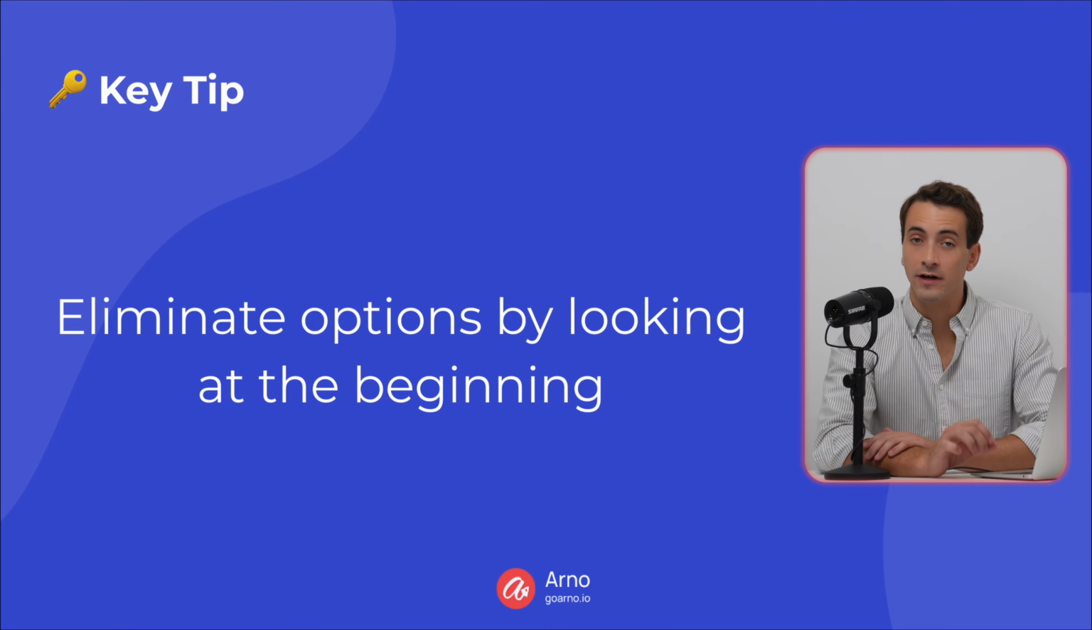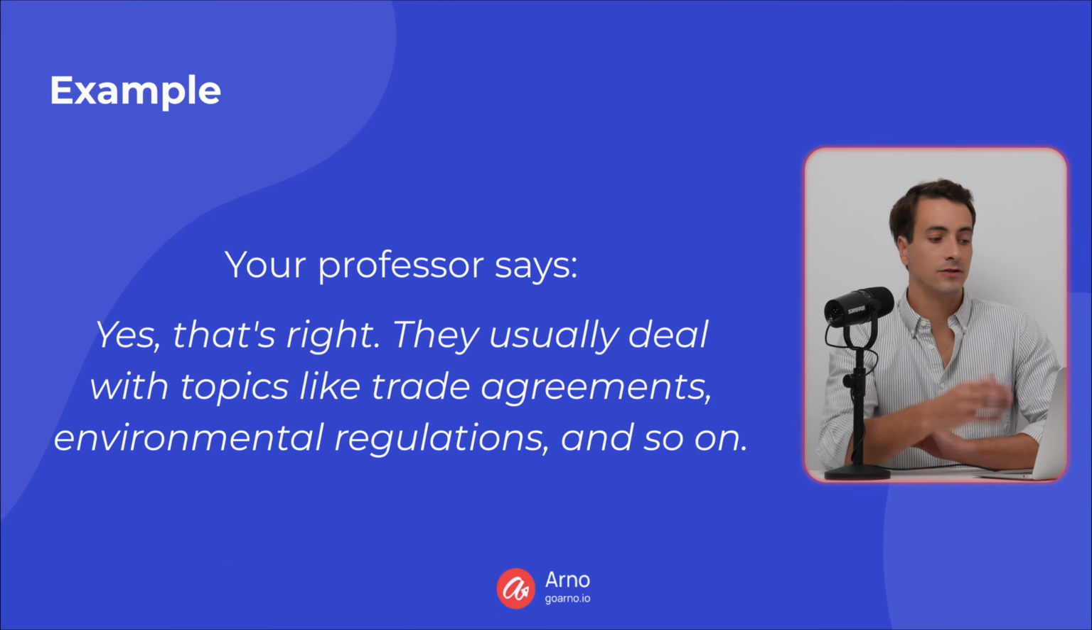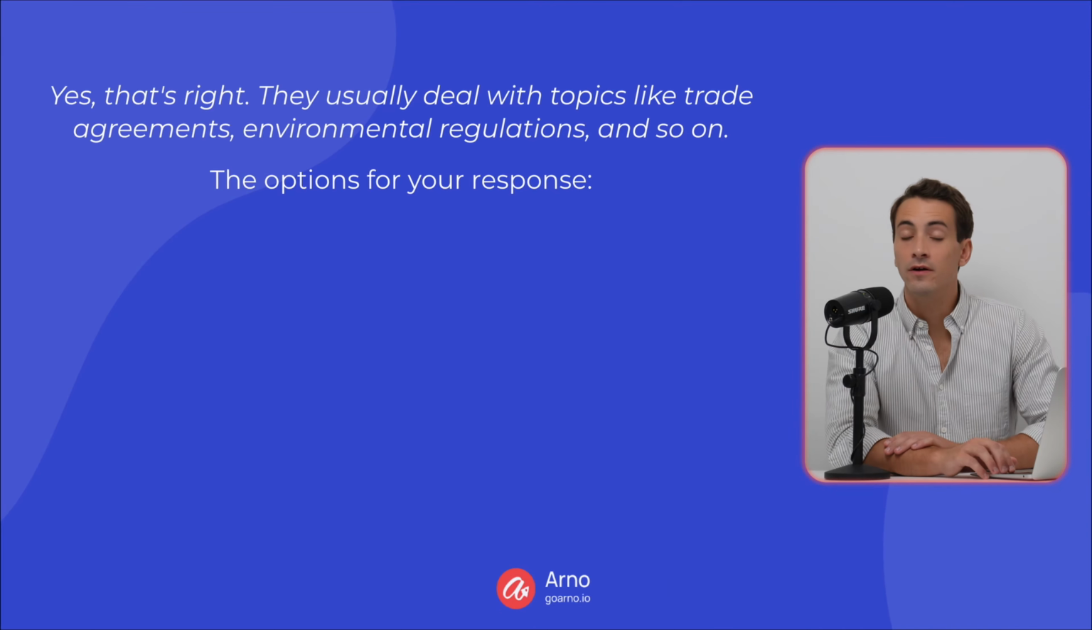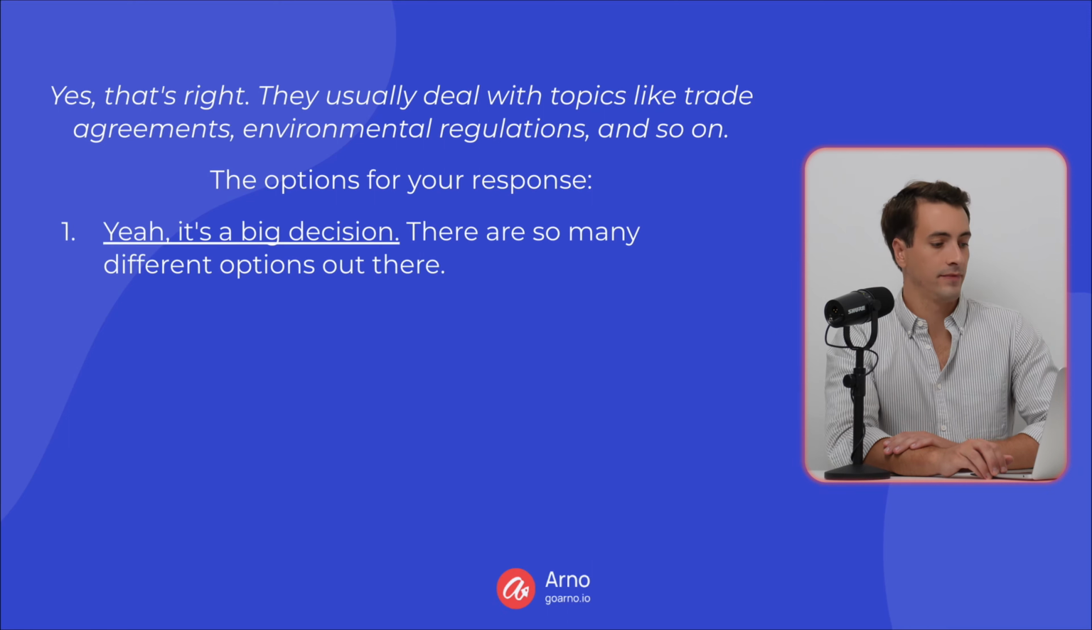A key tip for interactive listening is to eliminate options by looking at the beginning of each one. So here's an example. It is one listen and respond question from the middle of a conversation. Your professor says to you, "Yes, that's right. They usually deal with topics like trade agreements, environmental regulations, and so on." So here are the options that you are given.